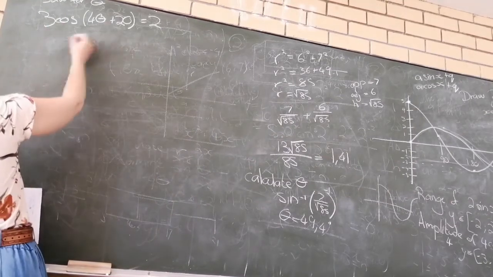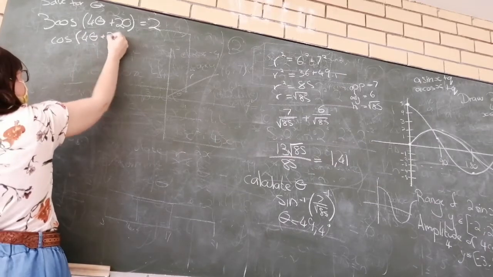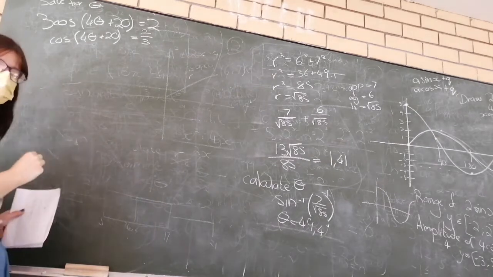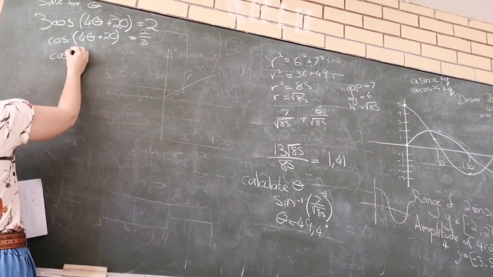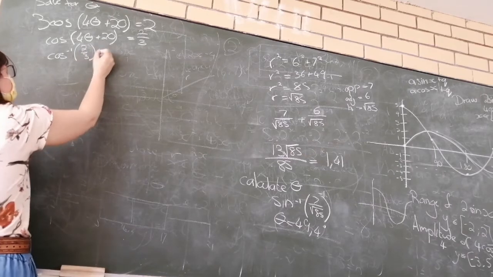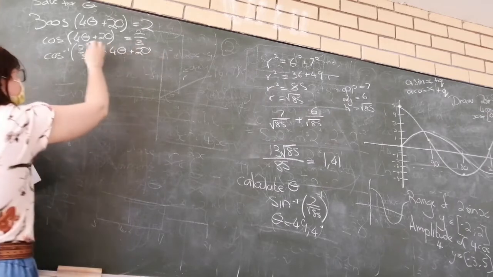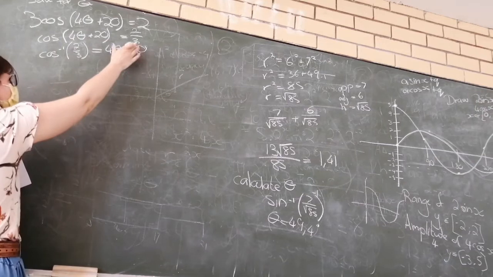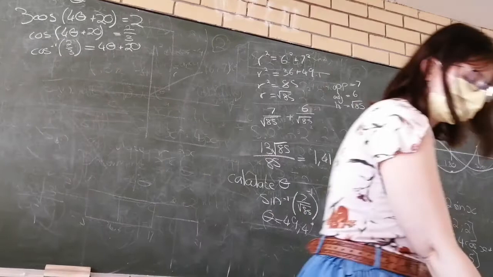Alright, so first thing I do is I take my 3 over. So I've got cos of 4 theta plus 20 is equal to 2 over 3. So that's the first step. Then I say cos minus 1 of 2 over 3 is equal to 4 theta plus 20. First I take the stuff on the outside of the bracket, and then I take the cos and put what's inside the bracket over there, and swap those two around.